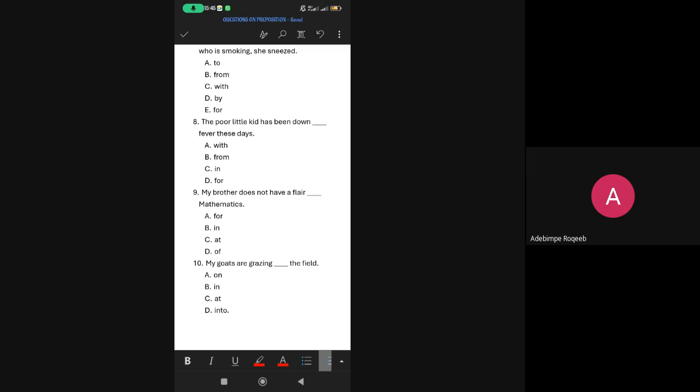Okay, number 10. My goats are grazing dash the field. Are they grazing on the field? Are they grazing in the field? Are they grazing at the field or into the field? A, on. They are grazing on the field.